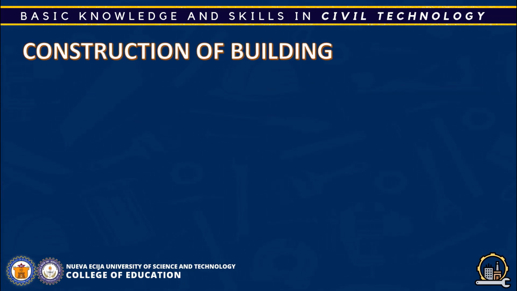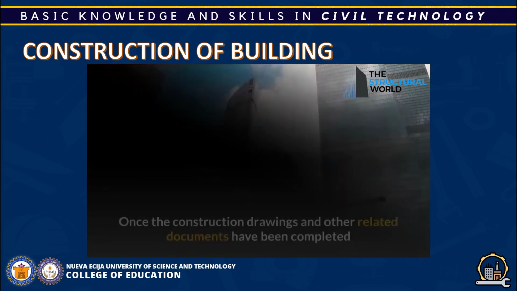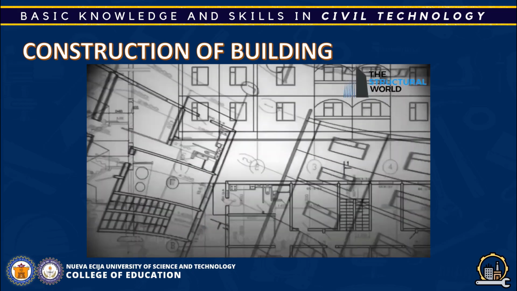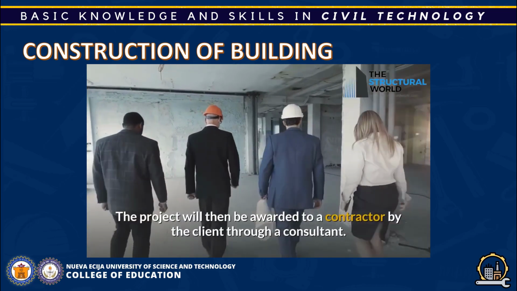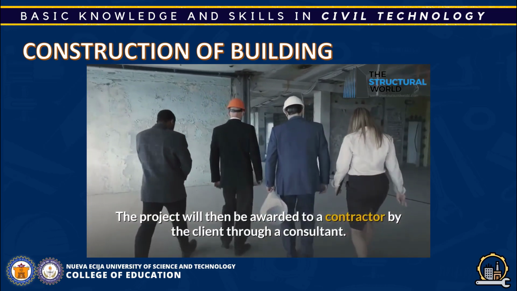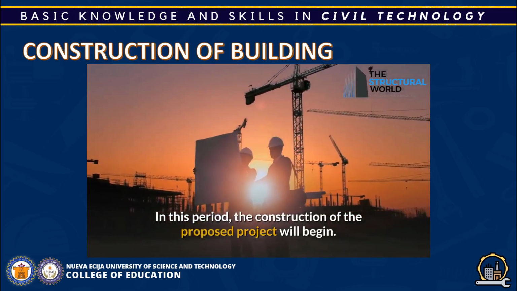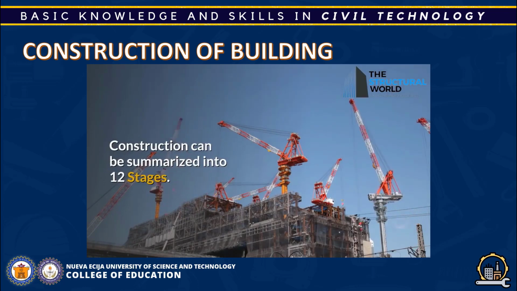Here is how to construct a building. 12 steps of construction. Once the construction drawings and other related documents have been completed and approved by the authority in jurisdiction, the project will then be awarded to a contractor by the client through a consultant. In this period, the construction of the proposed project will begin. Construction can be summarized into 12 stages.